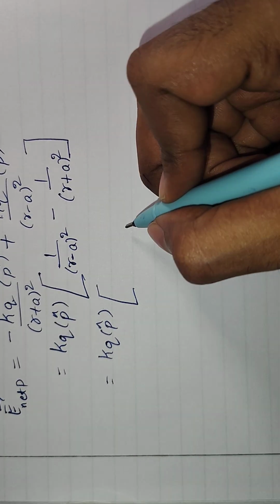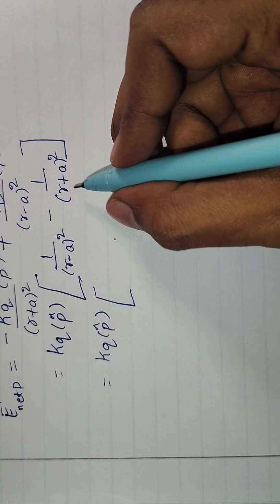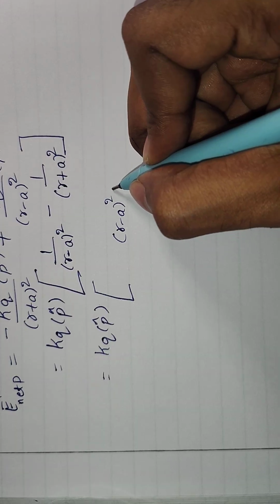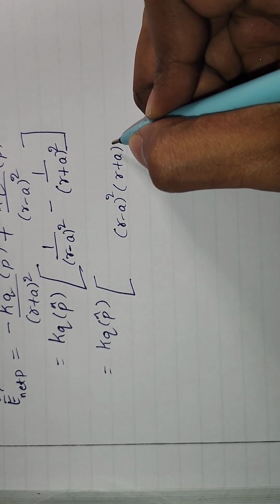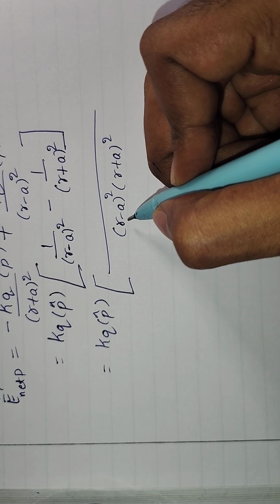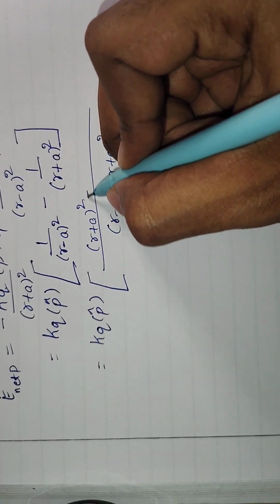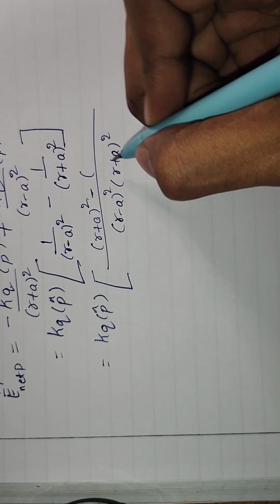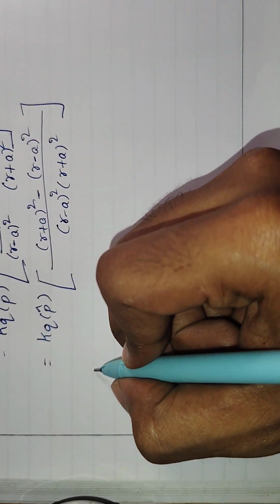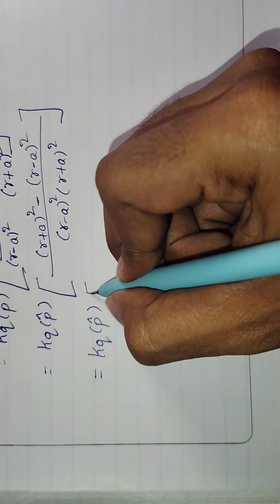Now take the LCM. In the denominator you will have R minus A whole square multiplied by R plus A whole square. In the numerator, R minus A gets cancelled. Here you have R plus A whole square minus R minus A whole square, with R plus A cancelled. Okay, so now you have KQ P cap.